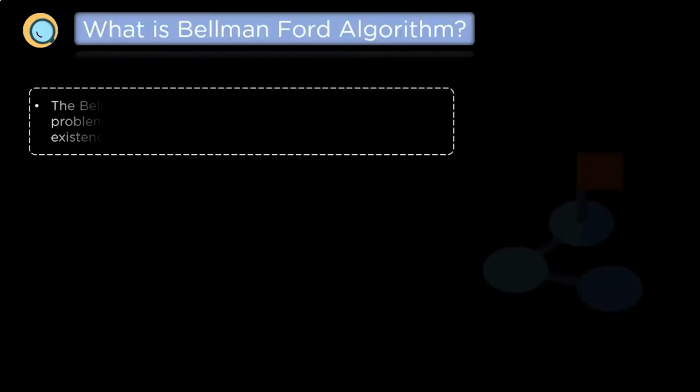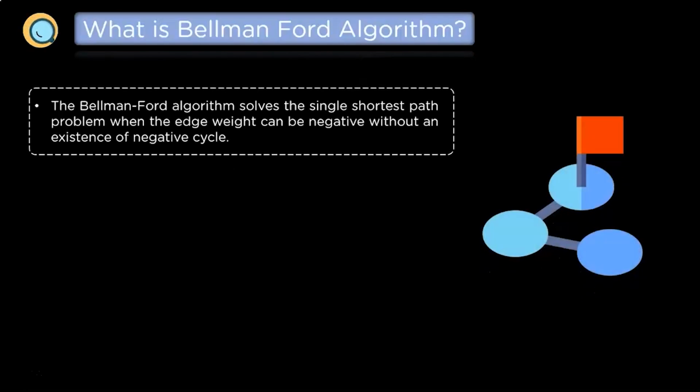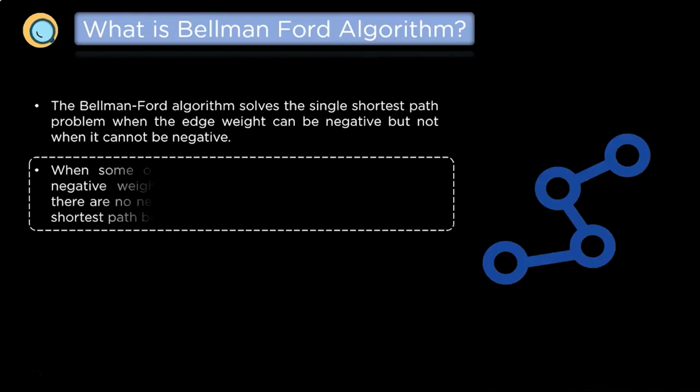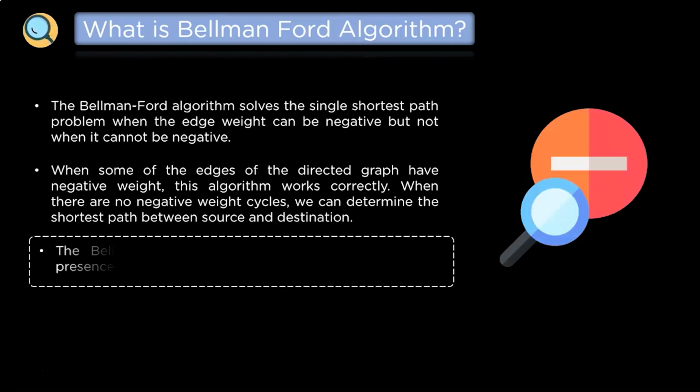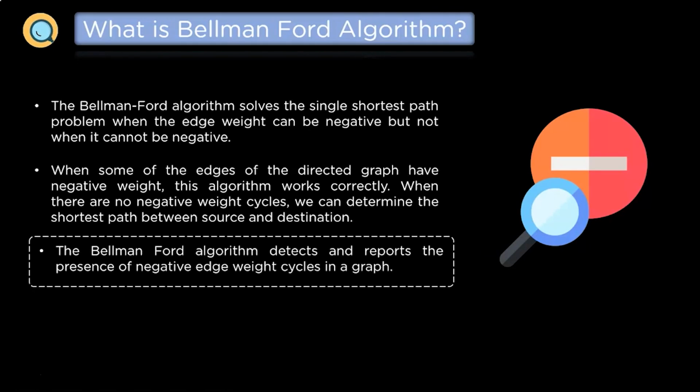So, the Bellman-Ford algorithm solves the single-source shortest path problem when the edge weight can be negative, without a negative cycle. When some of the edges of the directed graph have negative weight, this algorithm works correctly. When there are no negative weight cycles, we can determine the shortest path between source and destination. The Bellman-Ford algorithm detects and reports the presence of negative edge weight cycles in a graph.